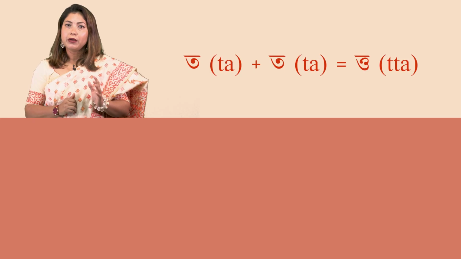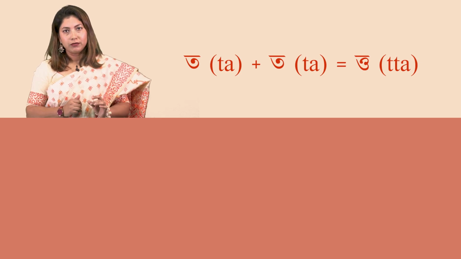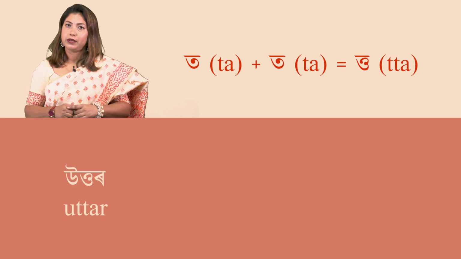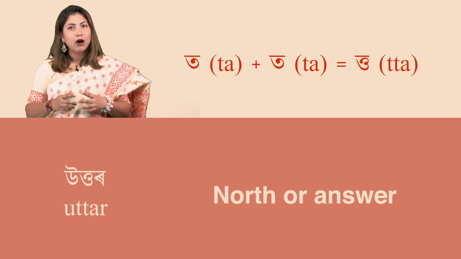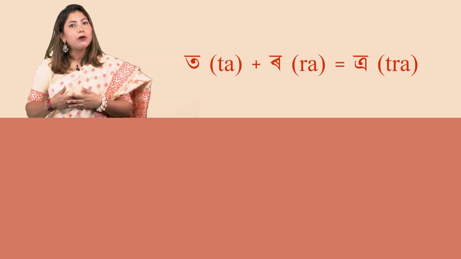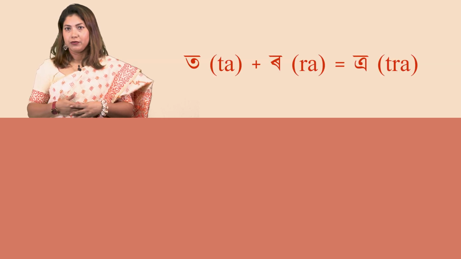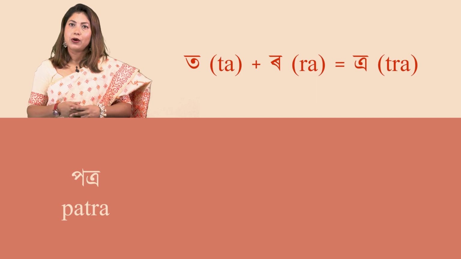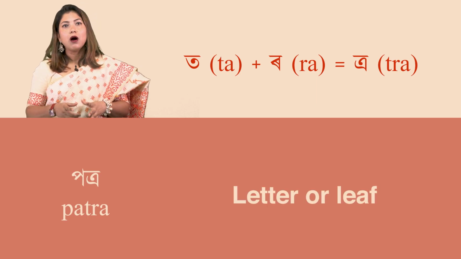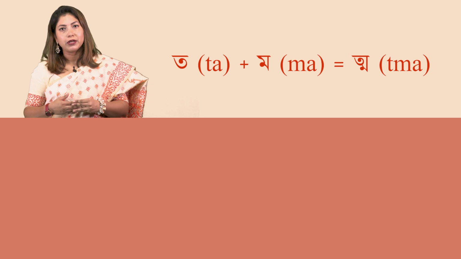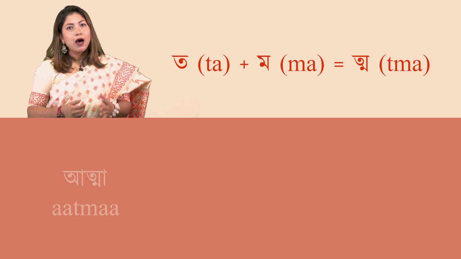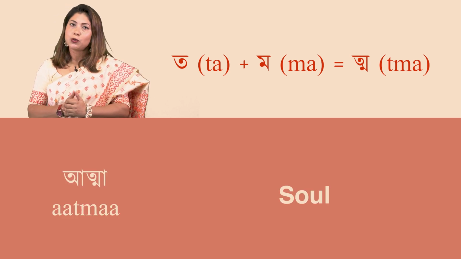Now, let us have a group of consonant letter clusters starting with ta. Ta and ta, tta. For example, uttar, that means north or answer. Ta and ra, tra. For example, patra, which means letter or leaf. Ta and ma, tma. For example, atma, that means soul.